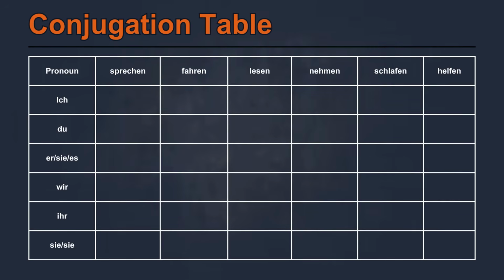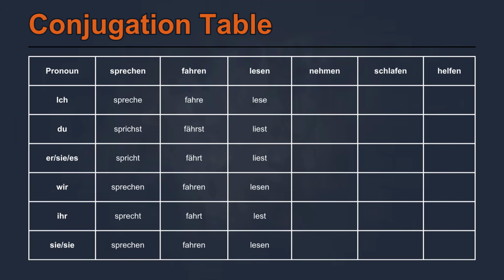Let's see all these patterns in action with a complete conjugation table. This shows 6 common irregular verbs side by side. Sprechen, to speak, pattern 1b, e to i. Ich spreche, du sprichst, er spricht, wir sprechen, ihr sprecht, sie sprechen. Fahren, to drive, pattern 2, a to ä. Ich fahre, du fährst, er fährt, wir fahren, ihr fahrt, sie fahren.